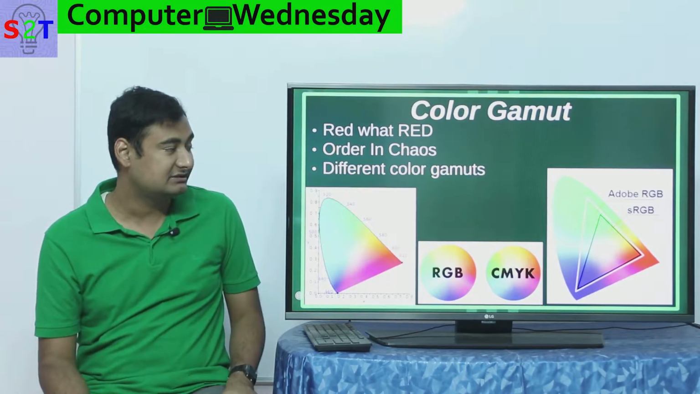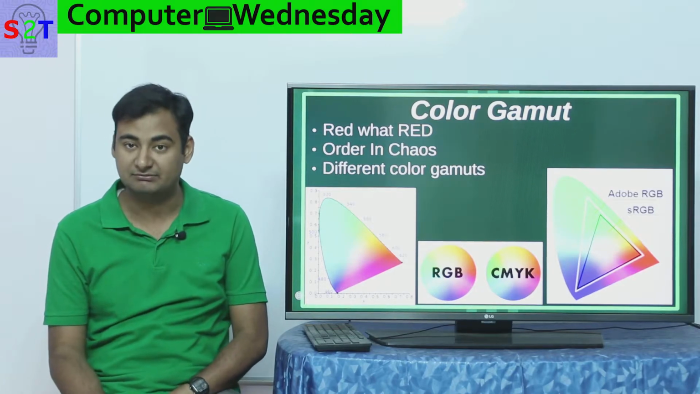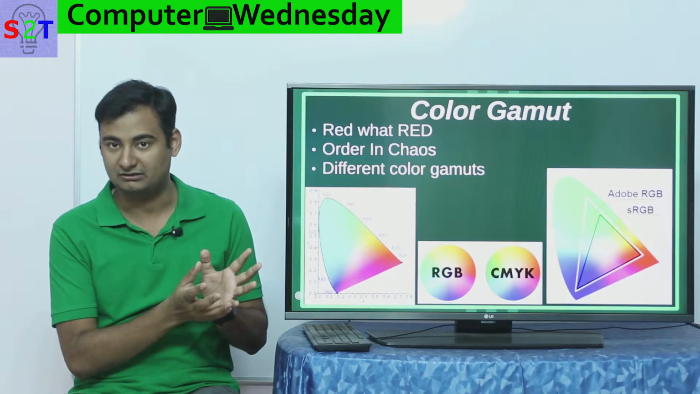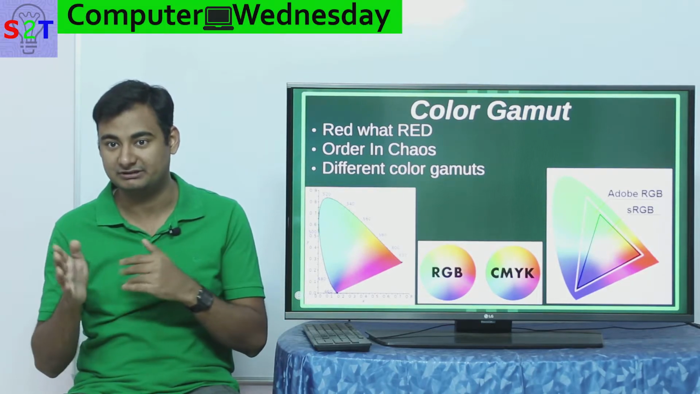Now the color gamut is basically a way to handle this sort of problem. It's like white, what white? You know, white of the sun or white of the egg white, or there are many things.